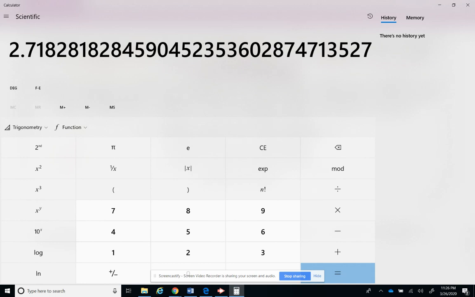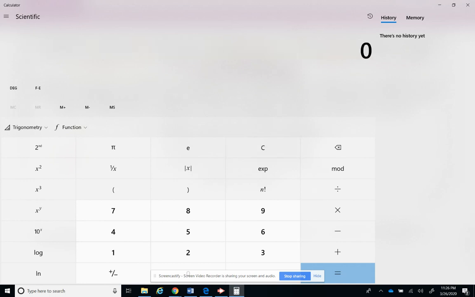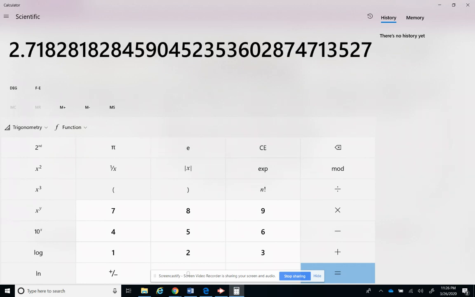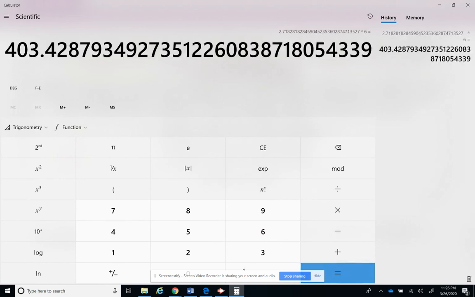Okay. So I'm going to clear it out and I'm going to do E. And then I'm going to hit this X to the Y. That means I'm putting it in exponent form. 6. And I'm going to press the equals button. If you did E to the 6, that's taking 2.7 and multiplying it by itself 6 times. You're going to get approximately 403.